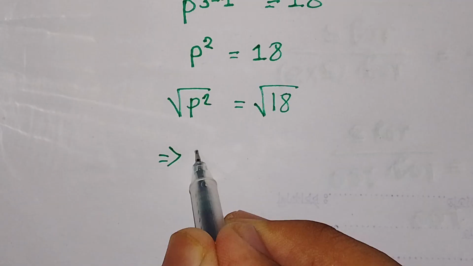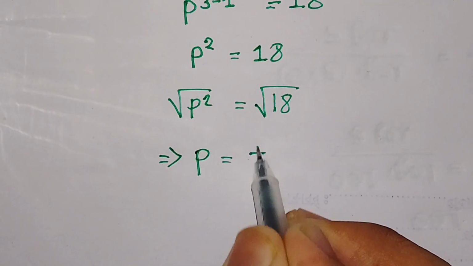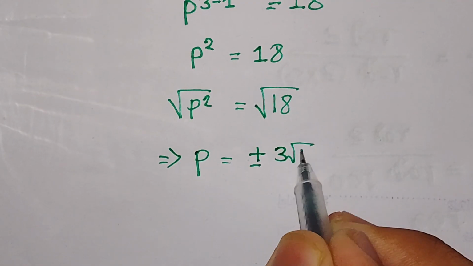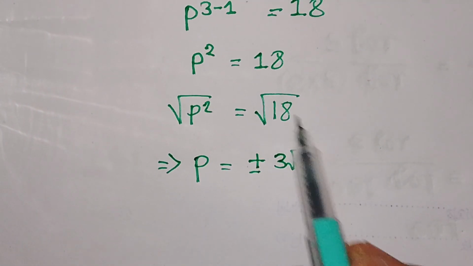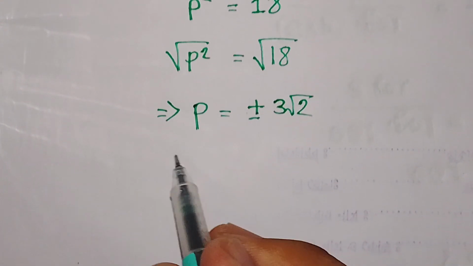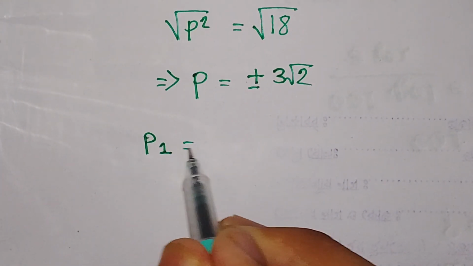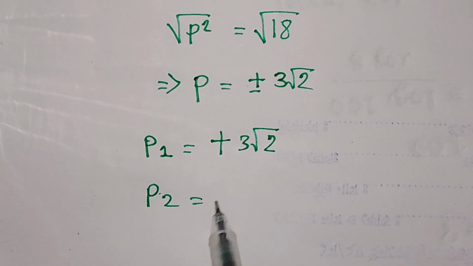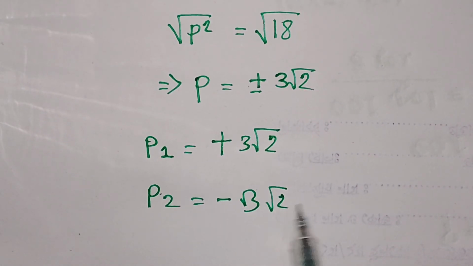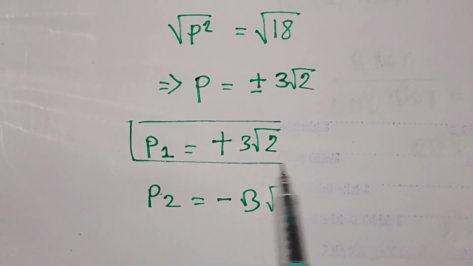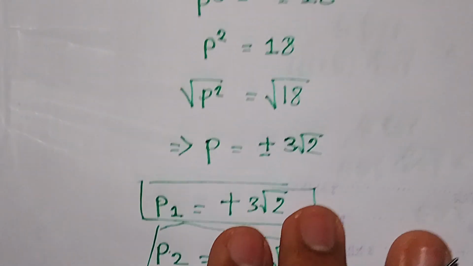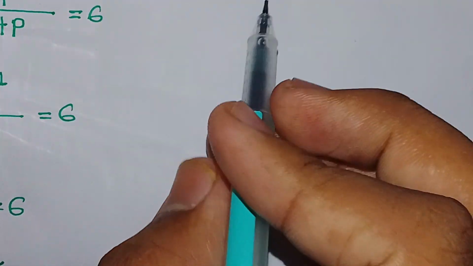Now we can easily say the P value is plus minus 3 root 2, because 3 root 2 equals root over 18. So here we get P1's value is plus 3 root 2 and P2's value is minus 3 root 2. These are the two values we can get. So now we have to check this answer, then we will be tracing these values.